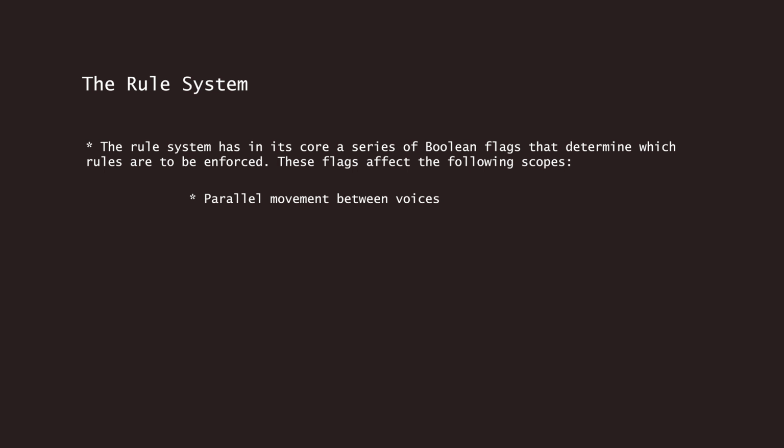This system does not currently check for hidden octaves or fifths. Chord position, so whether the chord is in root position, first inversion, or second inversion. Note duplication. Since we're working with triads in a four-part harmonization, it checks if the note being repeated is the root, the third, or the fifth.